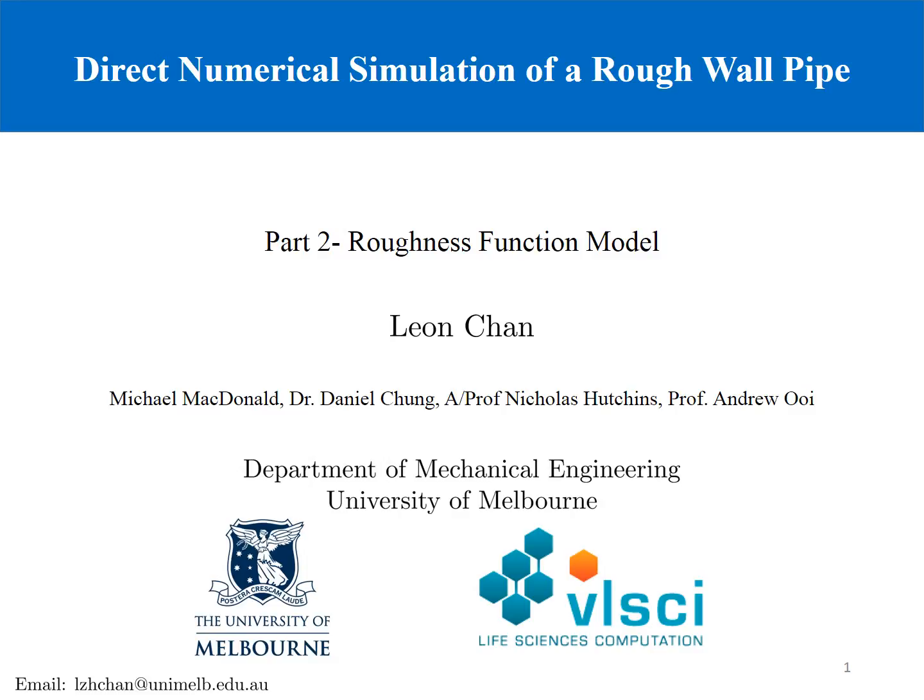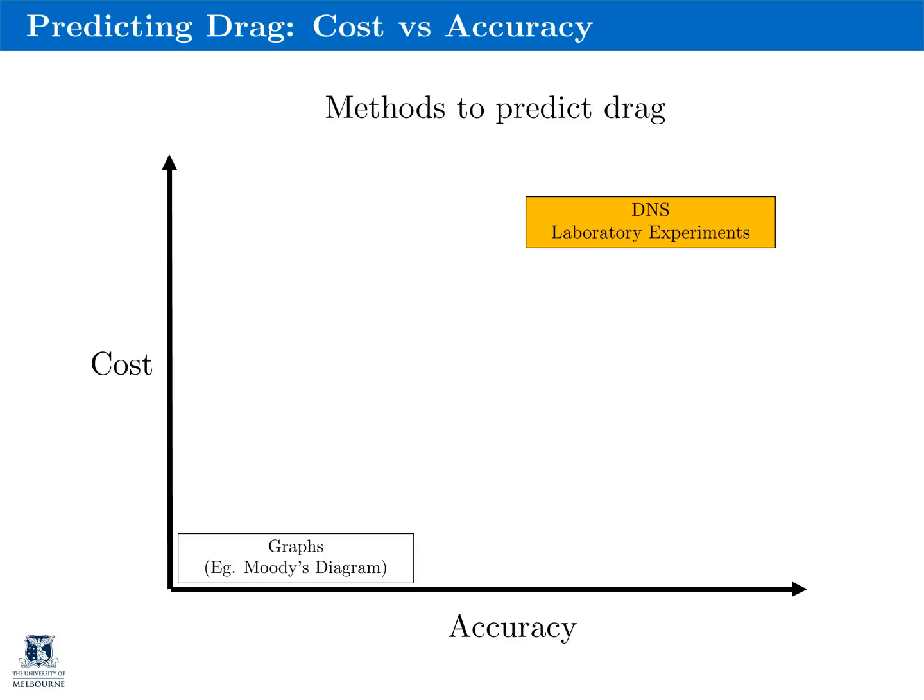This is part 2 of a 3-part video. In the previous video, we used DNS to predict the drag of a 3-dimensional sinusoidal surface.